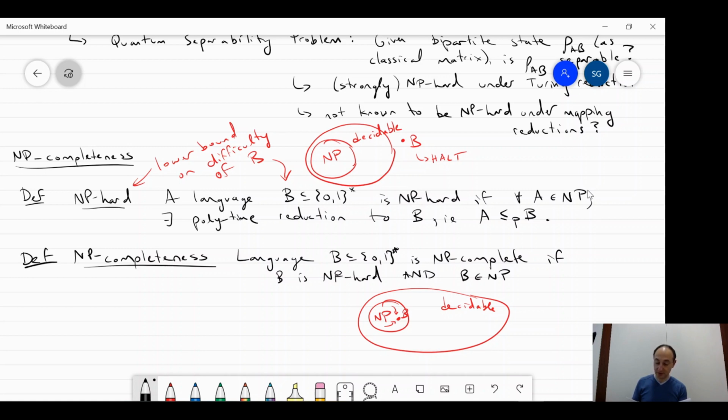So NP complete problems are the hardest in NP. And when I say a problem is complete for NP, or later we'll say it's complete for quantum NP, QMA, you should think of that problem as characterizing that class.